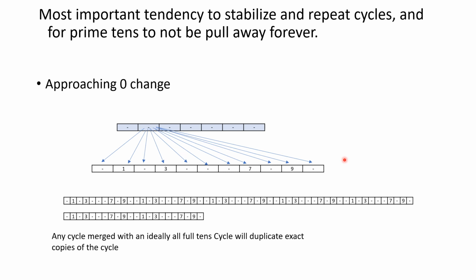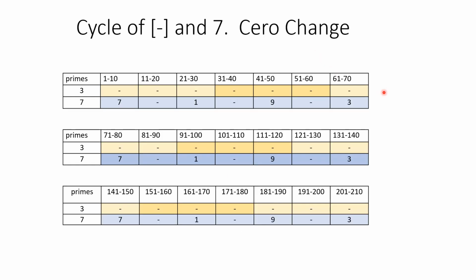or all cycles. Because it has no numbers, this cycle is going to repeat as many times as tens has this ideal cycle. So you're gonna get 7 of those here because this has 7, so you're gonna have 7 repeated exact cycles. Any cycle merged with an ideally all full 10 cycle will duplicate exact copies of the cycle. You can see that here.